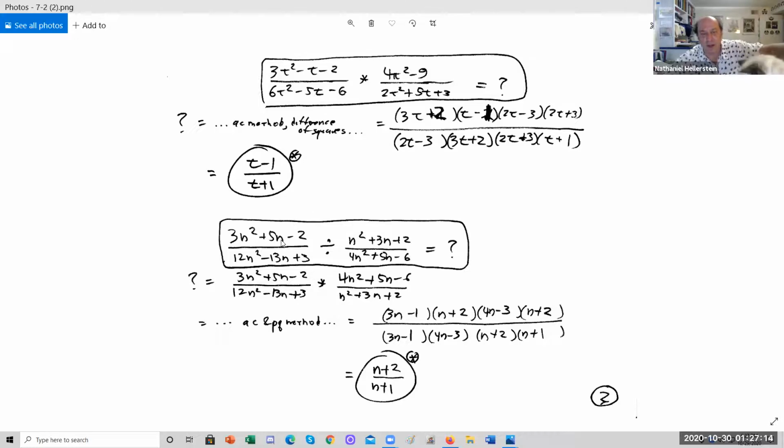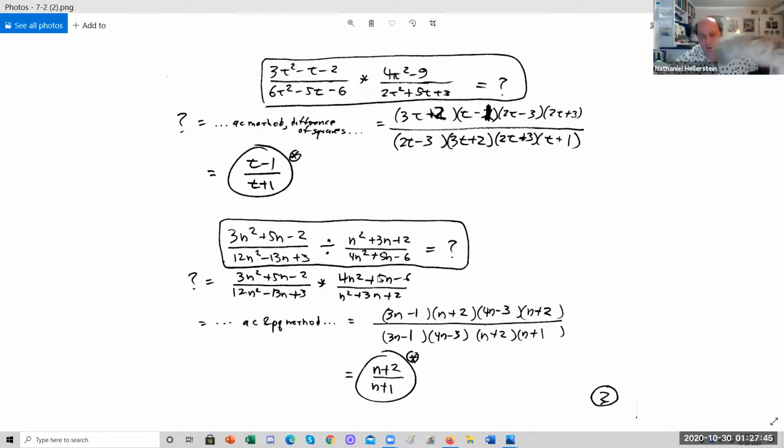Here we have four quadratics, and now a divide sign. 3n squared plus 5n minus 2 over 12n squared minus 13n plus 3 divided by n squared plus 3n plus 2 over 4n squared plus 5n minus 6. Now, since this is a divide sign, we have to flip this ratio upside down. So 4n squared plus 5n minus 6 over n squared plus 3n plus 2.